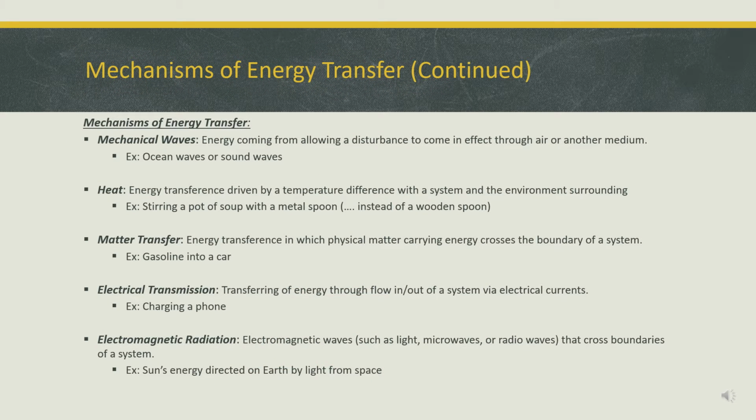The 5 other mechanisms of energy transfer are: mechanical waves, which are caused from a disturbance from airflow or another related medium, an example of that being ocean waves; heat, driven by a temperature difference between the system and the surrounding environment, such as a metal spoon stirring hot soup; matter transference through physical matter crossing the boundary of a system, such as pouring gas into a car; electrical transmission, where a system has energy flow in or out via electrical currents, such as a phone charging; and electromagnetic radiation, where electromagnetic waves cross boundaries of a system, such as the sun's energy directed on Earth by light from space.